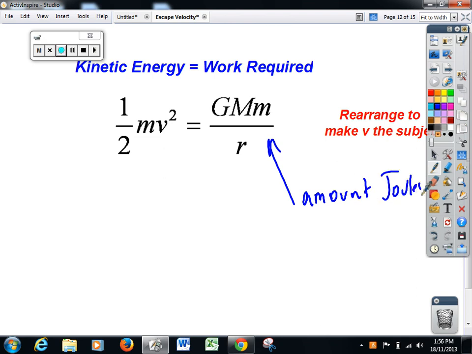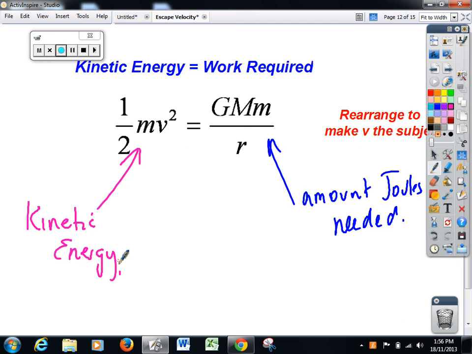Joules needed. And we know that it needs to come from kinetic energy. And there is the formula for kinetic energy, a half mv squared. Let's be careful about the little m's and the big M's. What is the little m? It's the mass of the object that we want to escape with. So it's the mass of the craft that we need to achieve escape velocity with. So it's the mass of the moving object.